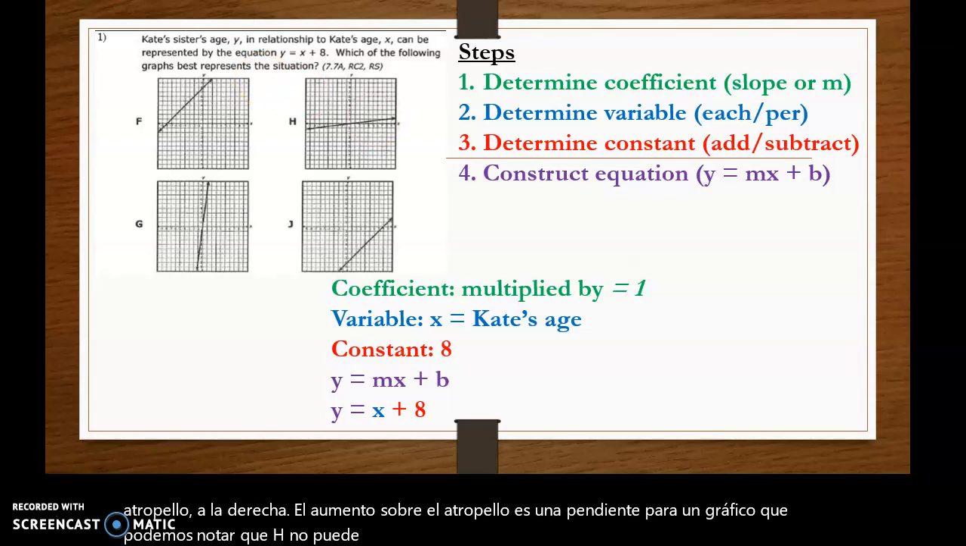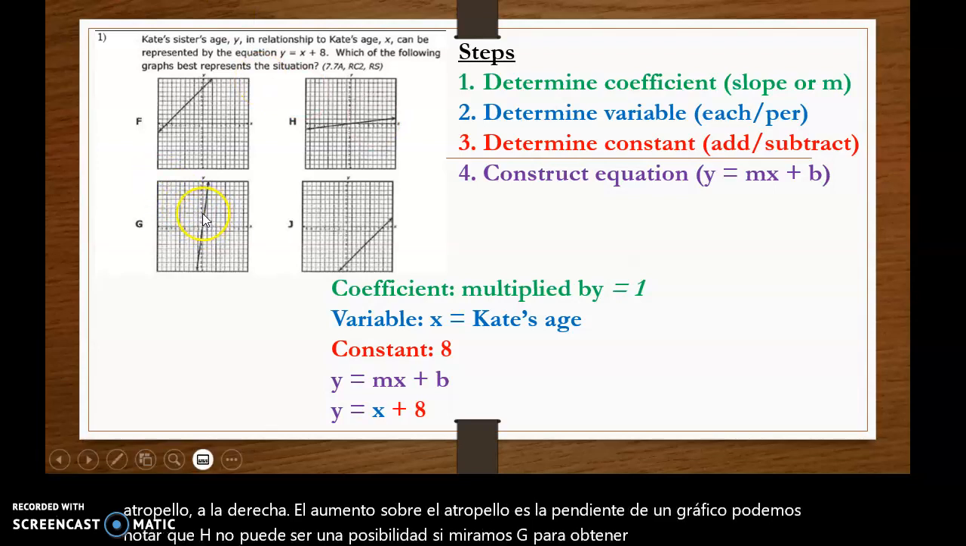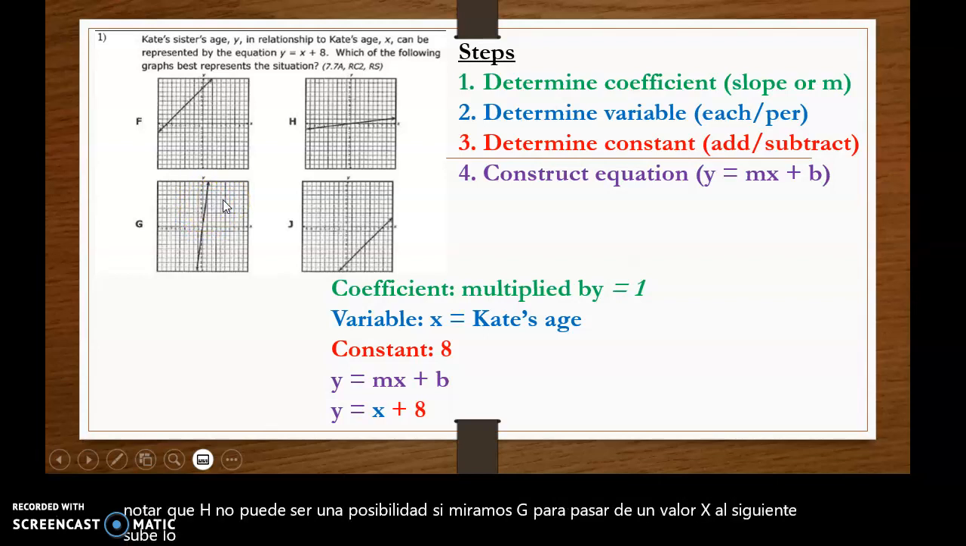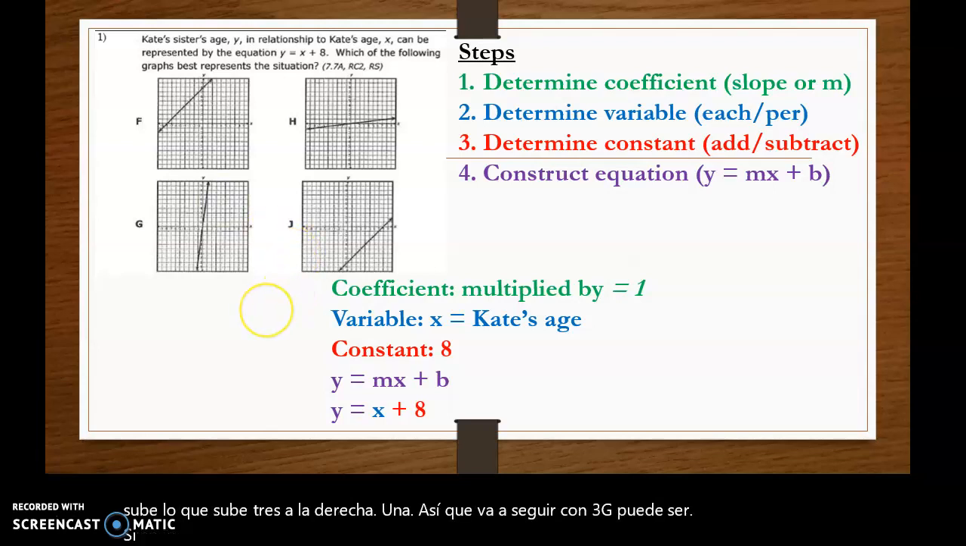If we look at G, to get from one x value to the next, it goes up 3, right 1. So that's going to have a slope of 3. G can't be it. If we look at J, it goes up 1, right 1, up 1, right 1. Okay, so both F and J are a possibility.